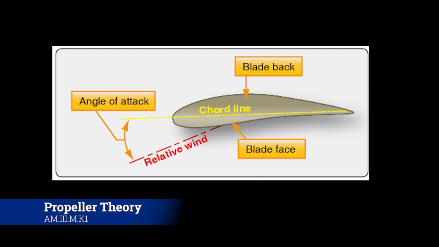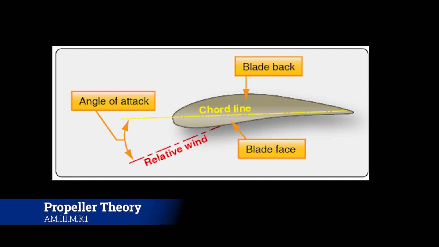The air molecule that's going to go on the back side, on the blade back, is going to have to travel a lot further, so therefore it's going to go a lot faster. Now, since it goes a lot faster, the pressure is going to be lower, and the pressure on the other side, on the blade face, is going to stay relatively the same, and it's going to want to push up on the blade, thus causing it to move.